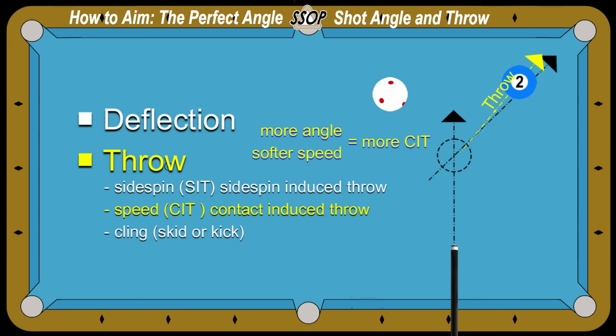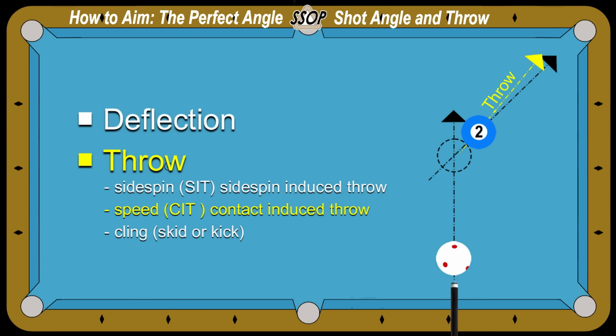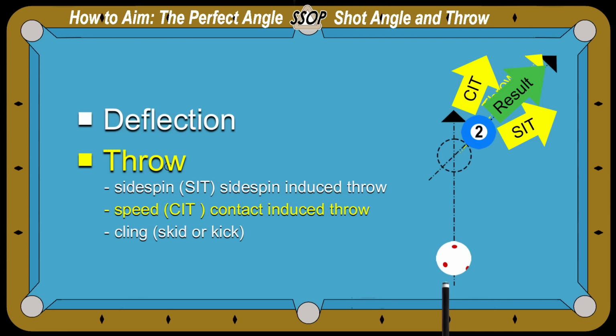Many players succumb to the temptation of using outside English to counteract contact-induced throw. For example, when cutting a ball to the right, contact-induced throw will throw the ball left. Left English on the cue ball will throw the ball right, possibly counteracting the contact-induced throw. I strongly suggest you resist this temptation.